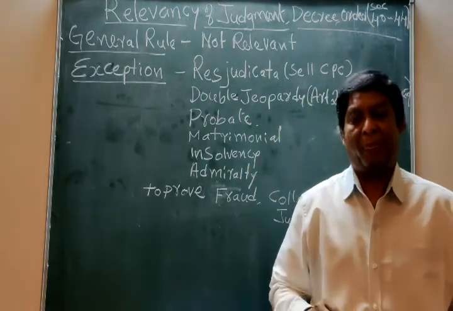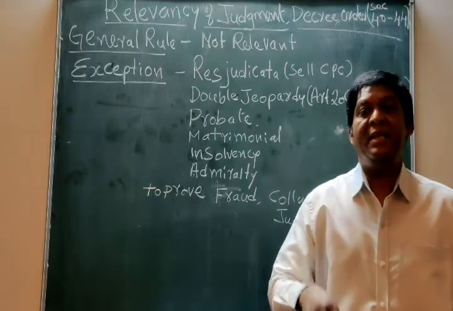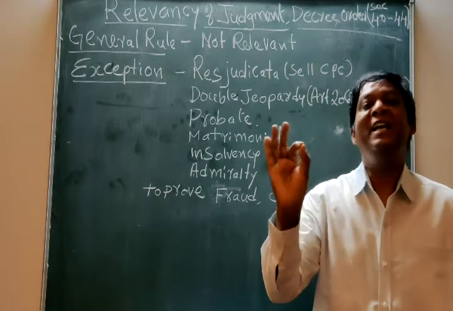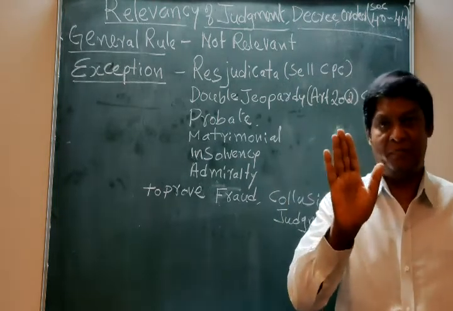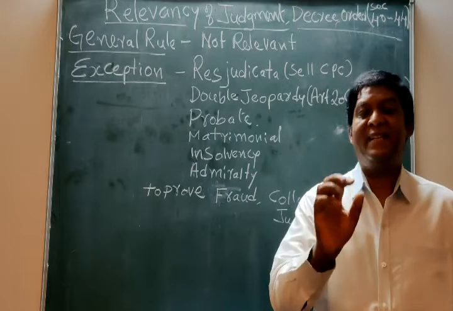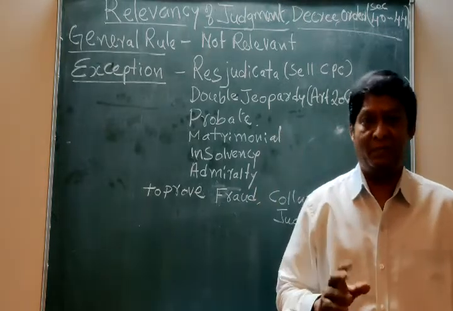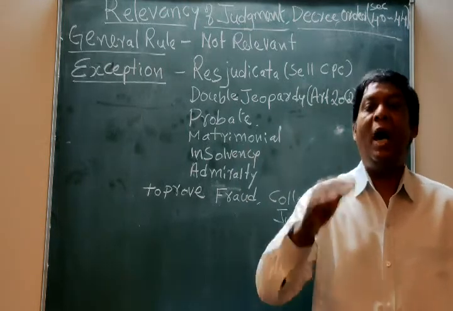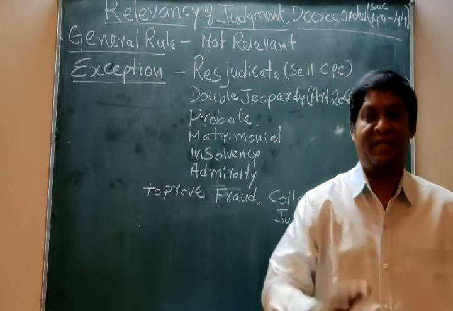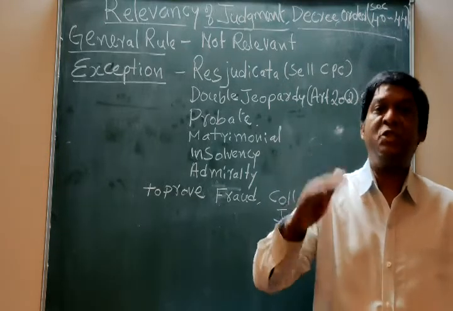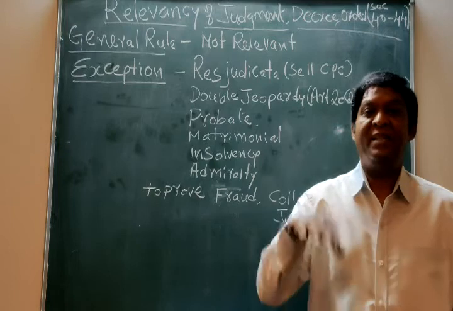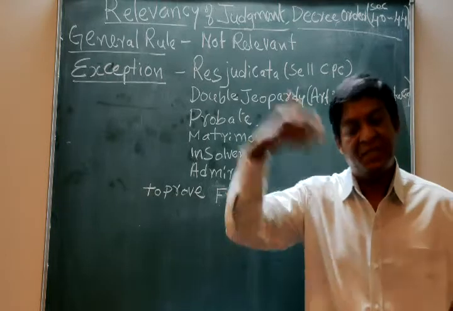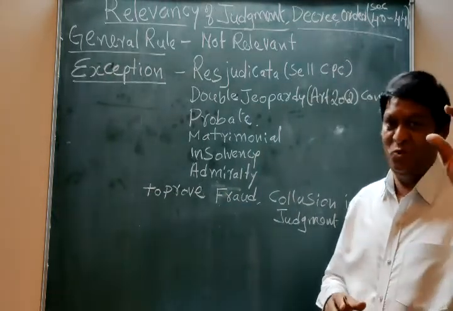Probate means it is the certificate of validity of a will. All of you know what a will is. A will is a testamentary document executed by a person about his money and property, that has to be settled in the specified names of persons after his death. That is a will.